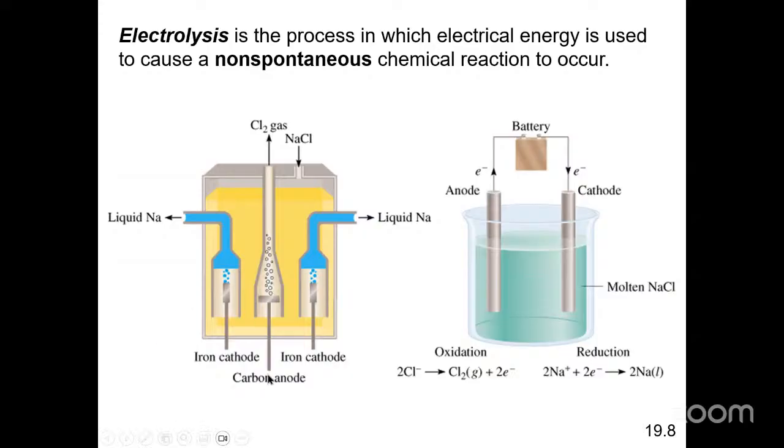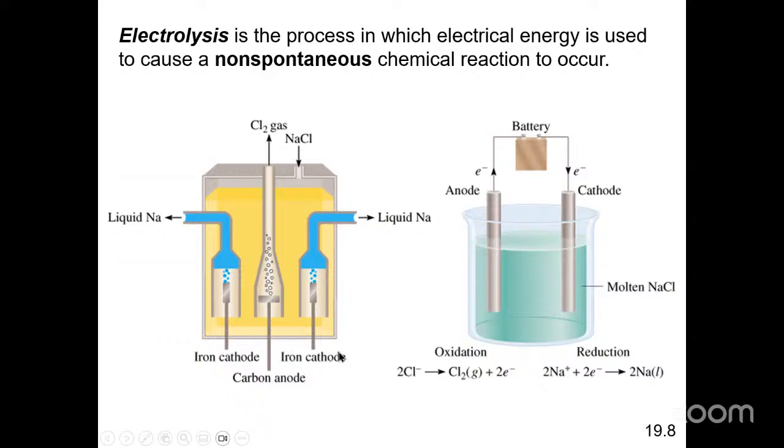So what we have here is a carbon anode, which is an inert electrode, and an iron cathode. What we said earlier with respect to galvanic cells is that at the cathode, reduction always takes place, and at the anode, oxidation takes place. That is no less true in the case of the electrolysis of any particular ionic compound. As I said before, the sodium chloride is molten over here, and over here as well.